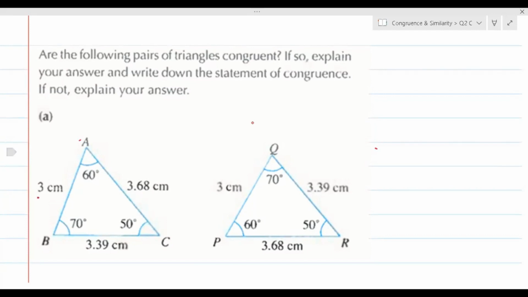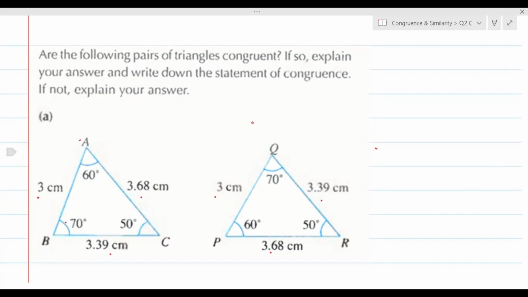अब हमें नजर आ रहा है कि ये 3 centimeters, इधर भी 3 centimeters. Here we have a 3.68. Here also we have a 3.68. Here we have a 3.39 and here also we have a 3.39, which means sides तो सारी same है. अब angles check कर लेते हैं.